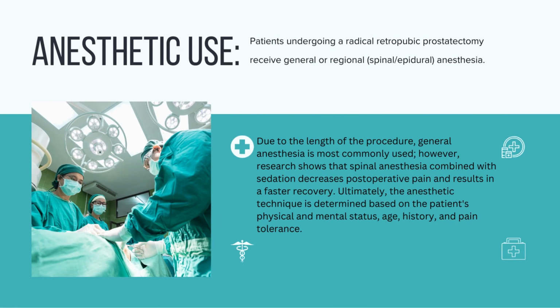Patients undergoing a radical retropubic prostatectomy receive general or regional anesthesia. Due to the length of the procedure, general anesthesia is most commonly used. However, research shows that spinal anesthesia combined with sedation decreases post-operative pain and results in a faster recovery. Ultimately, the anesthetic technique is determined based on the patient's physical and mental status, age, history, and pain tolerance.